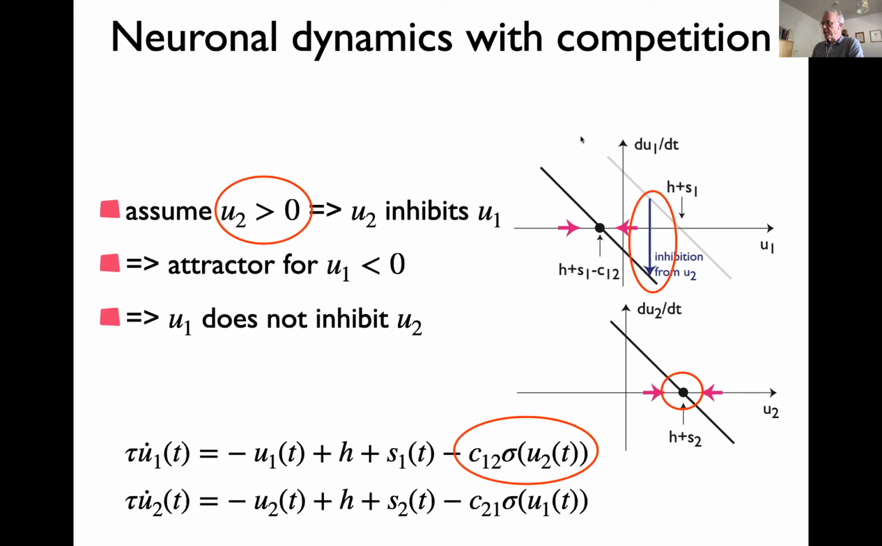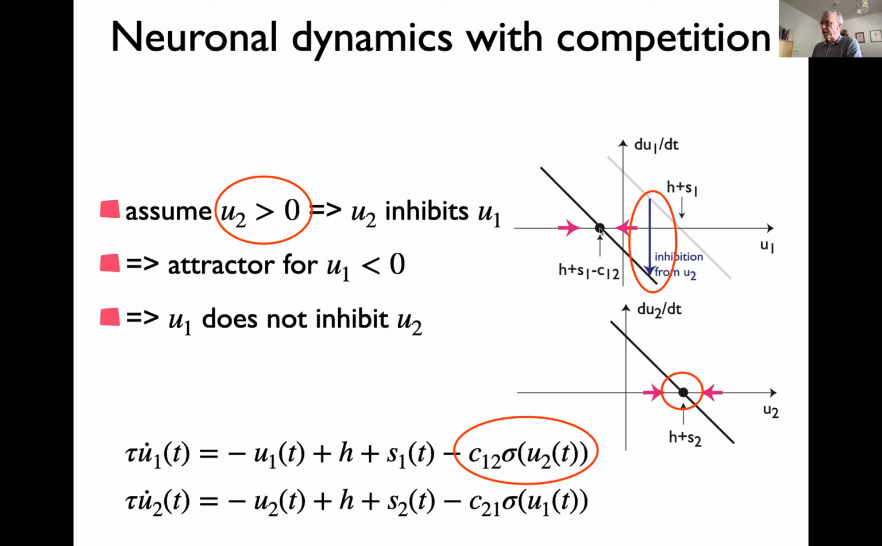So here's the dynamics of neuron number one as a function of U1. And I'm assuming for the moment that neuron number two is above threshold. So it has a positive level of activation, and therefore its sigmoid returns values. And because of this coupling, it does have a negative influence on the rate of change of U1. So it would be shifting the rate of change of neuron one, which it would have with its input present, down.